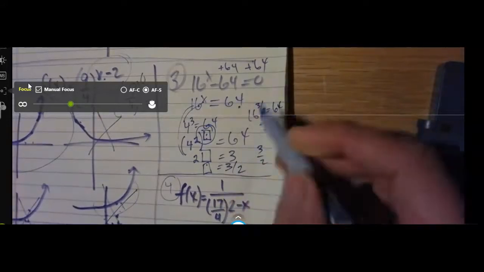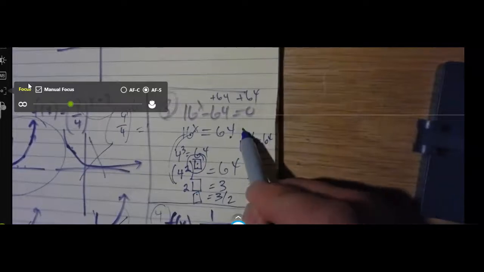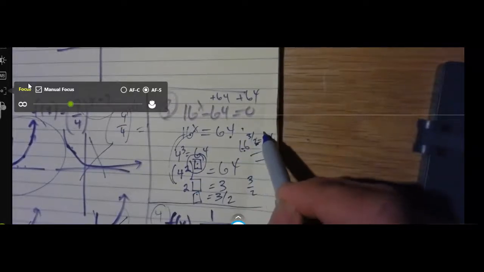And that makes sense because 3 halves is between 1 and 2. 16 to the first power is 16. 16 to the second power is 256. So 64 is in between 16 and 256. So that does make sense.